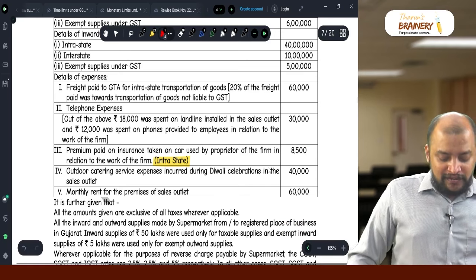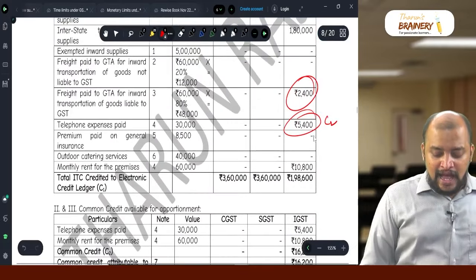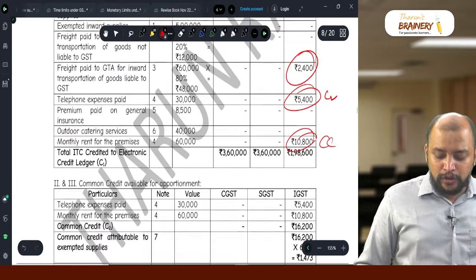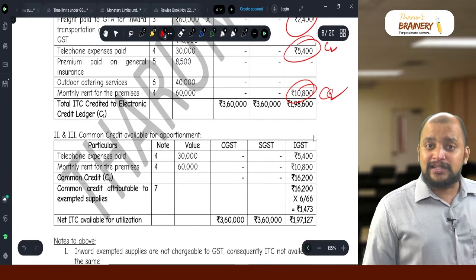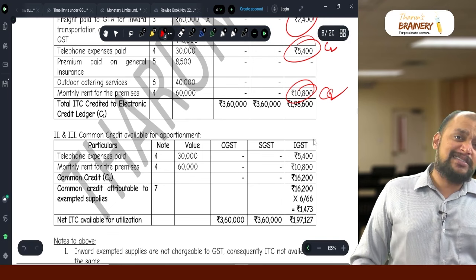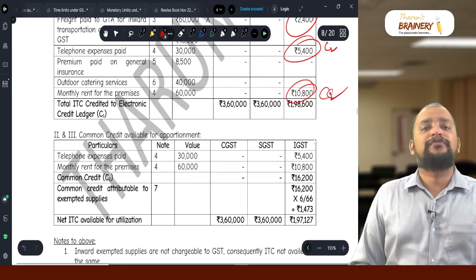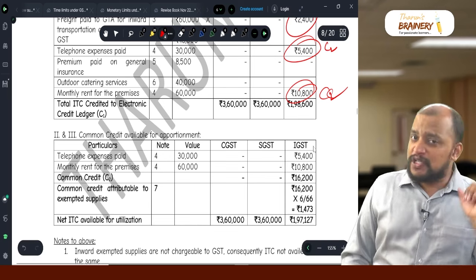As they have not given, we will take it as interstate: 60,000 rupees into 18% is 10,800, and this is also a common credit. So we have two common credits, 5,400 and 10,800, totalling 16,200. Now this common credit is attributable to exempted supply. Why is this common credit? Telephone expenses are used for both exempted and taxable supplies. Rent is used for both exempted and taxable, which means it's a common credit.